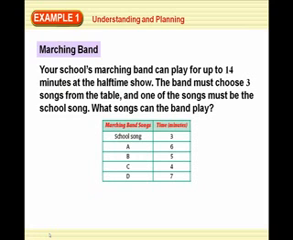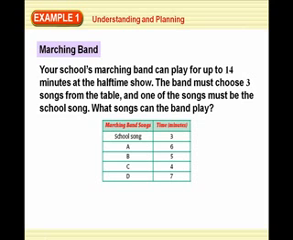So let's look at example number 1, which is on page 37. It's marching band. Your school's marching band can play up to 14 minutes at the halftime show. The band must choose 3 songs from the table, and one of the songs must be the school song. What songs can the band play? So you can see there's 4 choices. They have to play the school song. So that's one of those that's immediate.